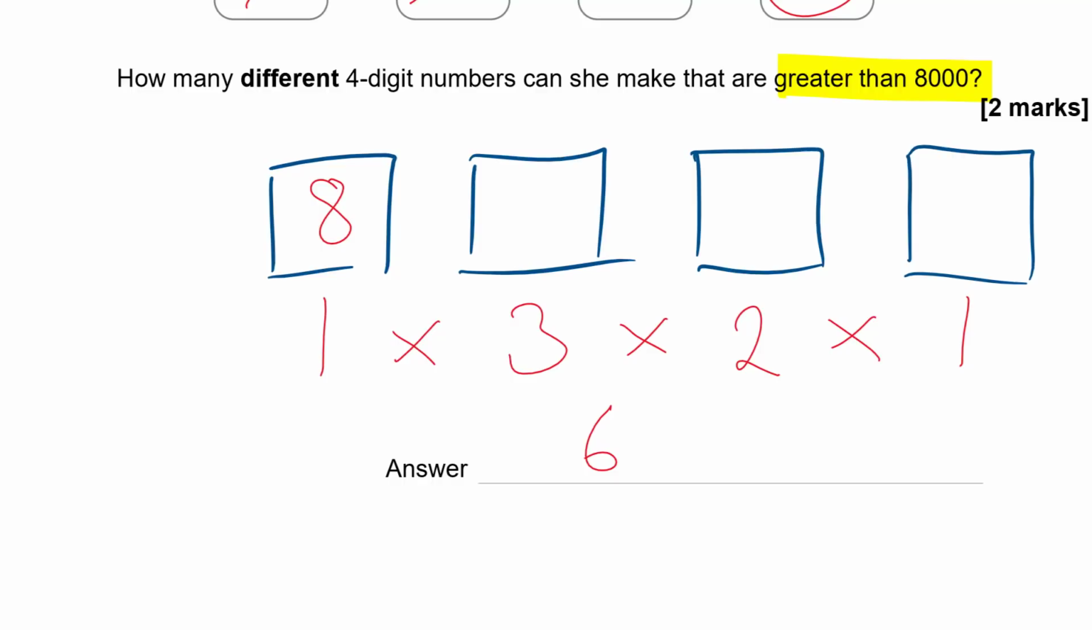Another way of doing it would be an exhaustive approach where you just wrote down all the various values until you had all the different ones. So 8,245, 8,254, etc. Until you got through all of them. Either way, you're going to get 6 values.